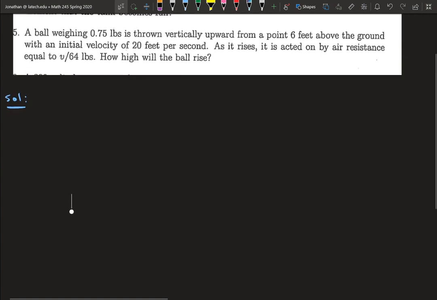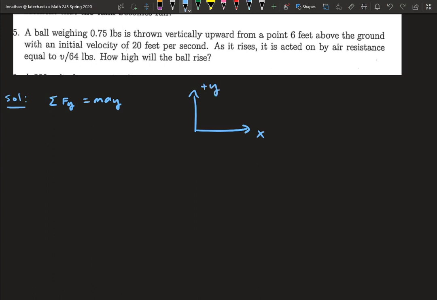So basically what we're going to employ here is Newton's second law, which will be the sum of the forces in the y direction equal to the mass times acceleration in the y direction. So what we're going to do is find our axes here. X is this way, positive y is this way.